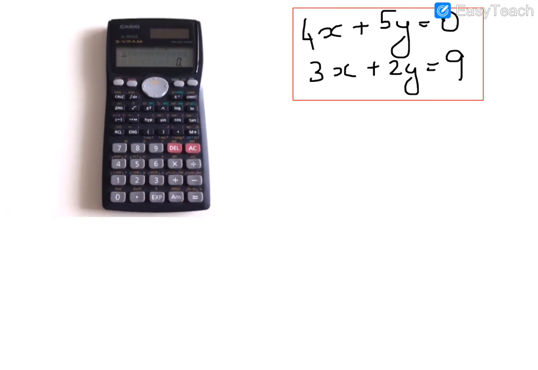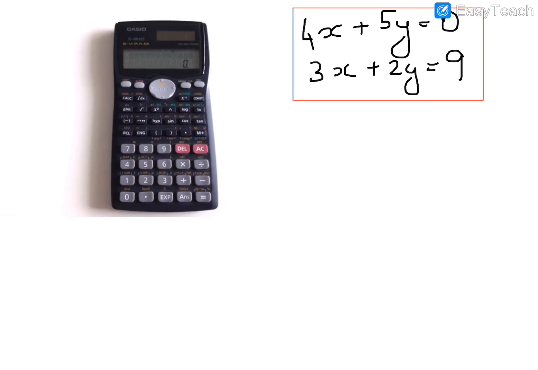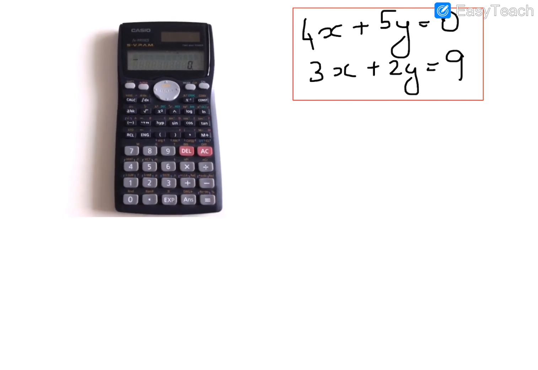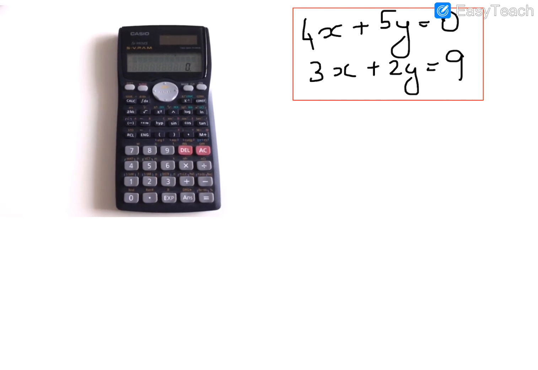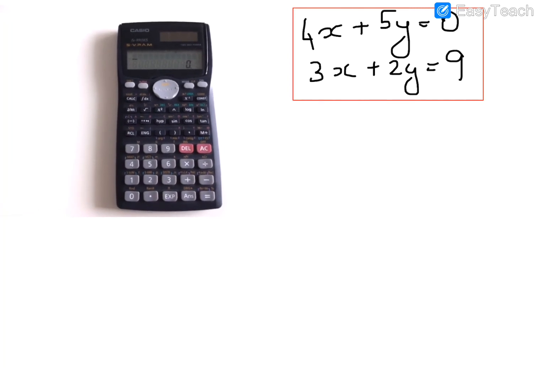What's up guys? So in the last video, I showed you how to solve simultaneous equations by directly inputting the values into the calculator. There's also another method that you can follow, which is called the matrix method. So in the matrix method, we have the same set of equations we used last time: 4x plus 5y equal to 0, 3x plus 2y equal to 9.